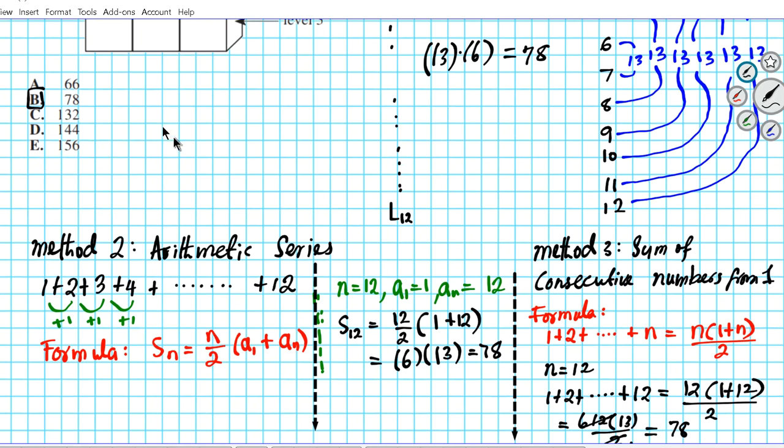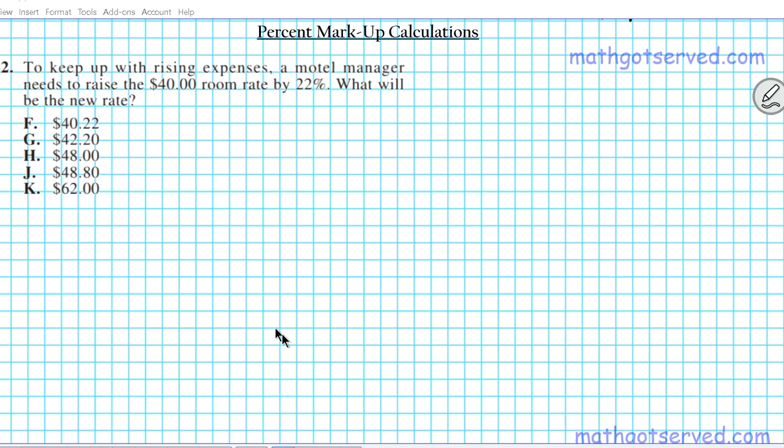And remember, you can use a calculator, but it is also possible to solve all the problems in the ACT math section without the use of a calculator. So it's just something to keep in mind. All right, let's take a look at question number 2.